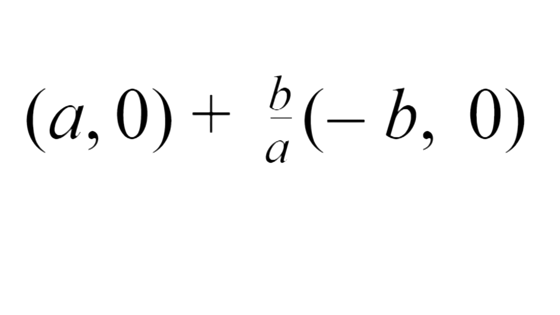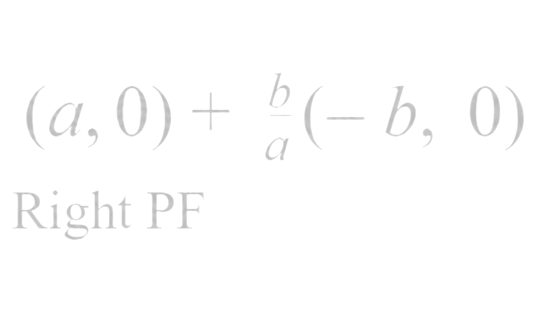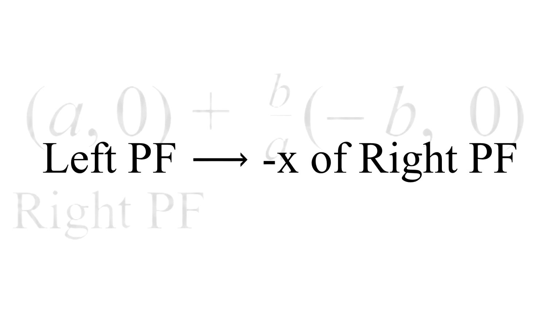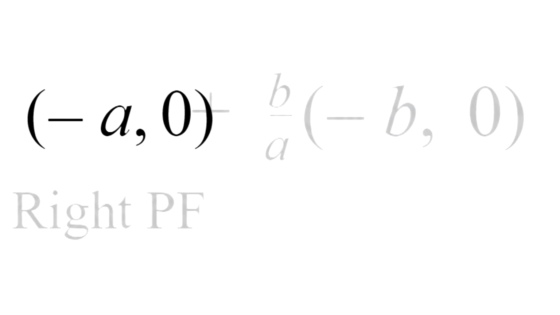And this then will be our right pseudo-focus of the ellipse. We then infer that the left pseudo-focus is the negative x of the right PF, so we simply flip the x coordinates, giving us negative a0 plus b over a times b0.